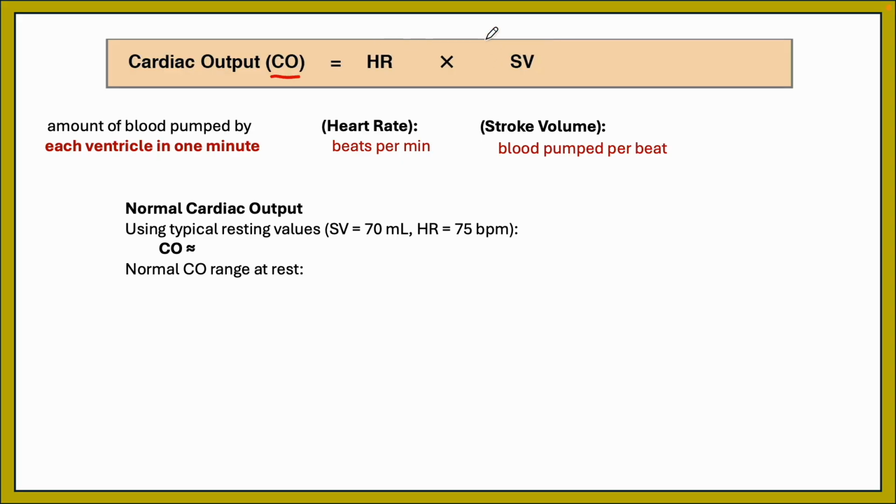Now, using typical values, if the stroke volume is about 70 milliliters and the heart rate is about 75 beats per minute, that produces about 5.25 liters per minute, but it can range anywhere from 4 to 8 liters per minute as a normal range.